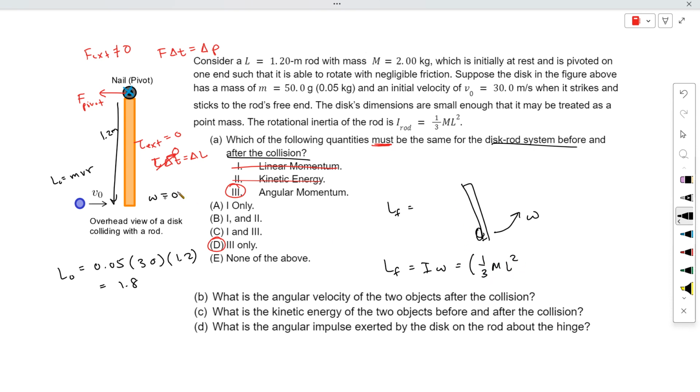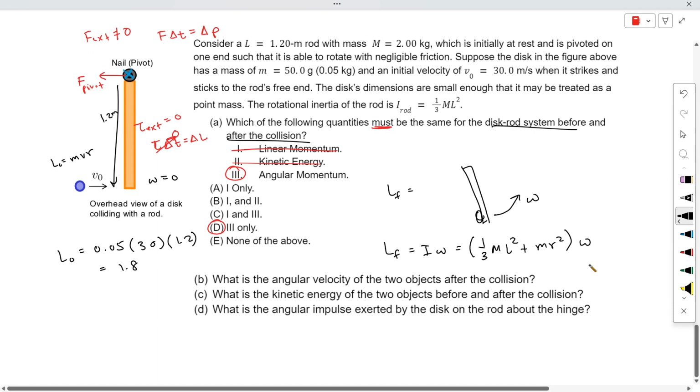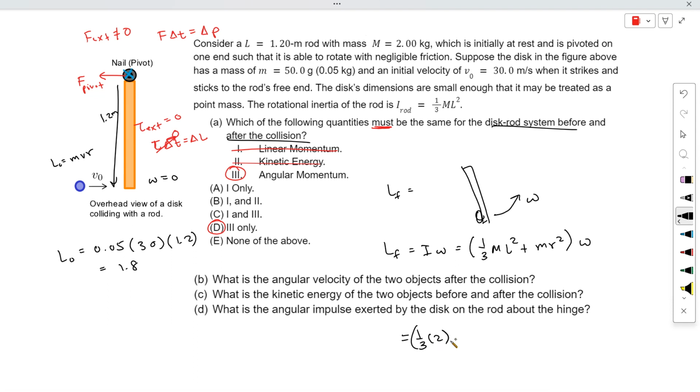But remember, we've got to think about the whole system, because we had to include both objects in the system because they do exert forces on each other. So I've included both objects in the system. Okay, and then the clay mass is kind of an mr squared situation going on. So that's going to be 1/3 times the mass, which is 2, times L squared, 1.2 squared, plus the mass of the clay times its distance, which is at the very end, 1.2 squared, times omega. And that has to equal 1.8. So you just compute that and divide by 1.8 to get the angular speed at this point.